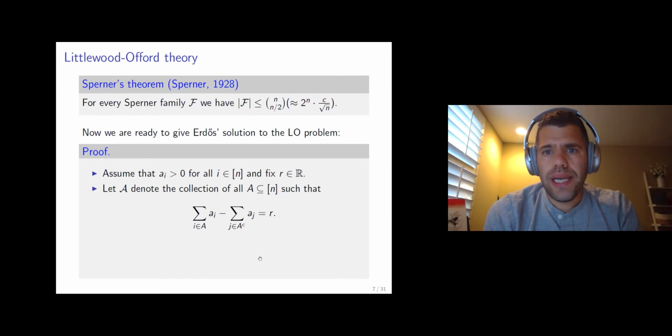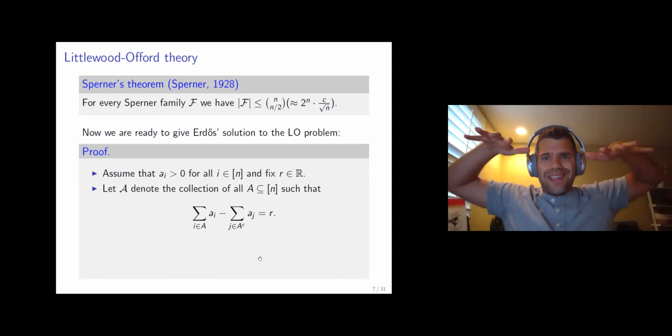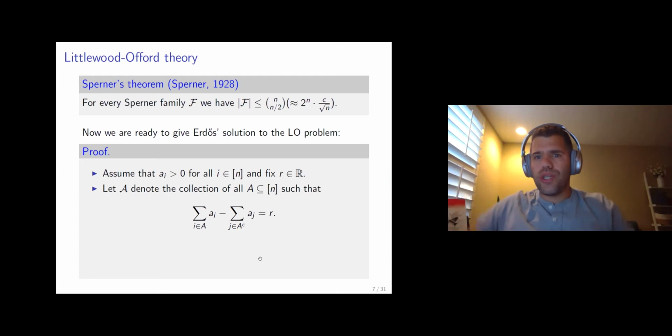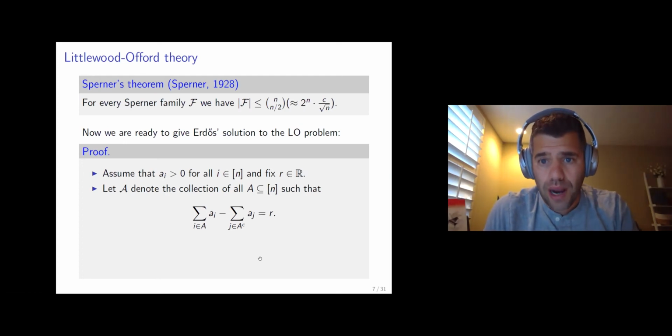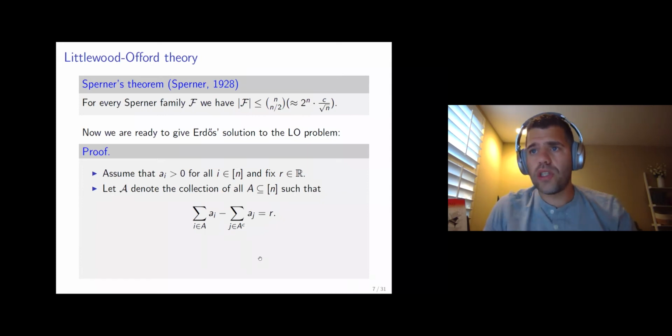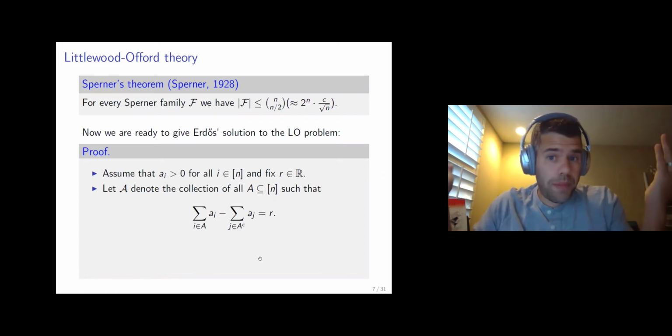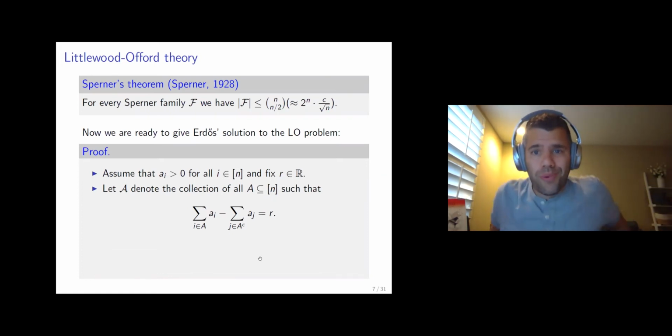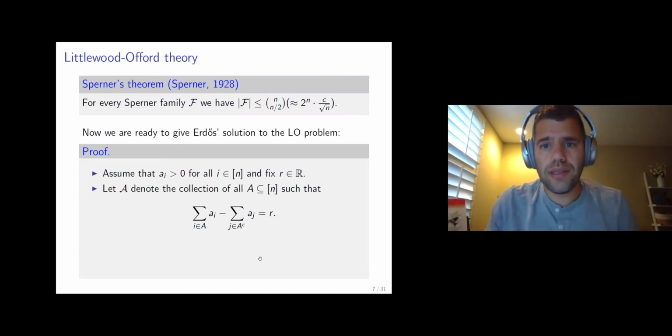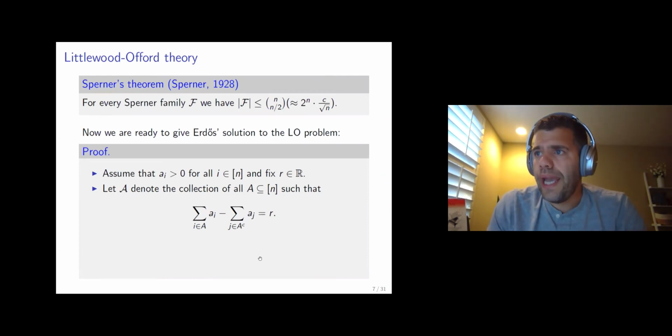And now we can let this fancy A be the collection of all subsets A of coordinates, let's say all the positions of ones in solutions of the sum of AI xi equals R. So we have the sum of AIs where I is in A minus the sum of AJ where J is in A complement. So you just look at the set of all solutions. Maybe there are no solutions, and then the atom probability for this specific R is 0. And if we look at the set of all solutions, I just want to show you that this set cannot be that large.